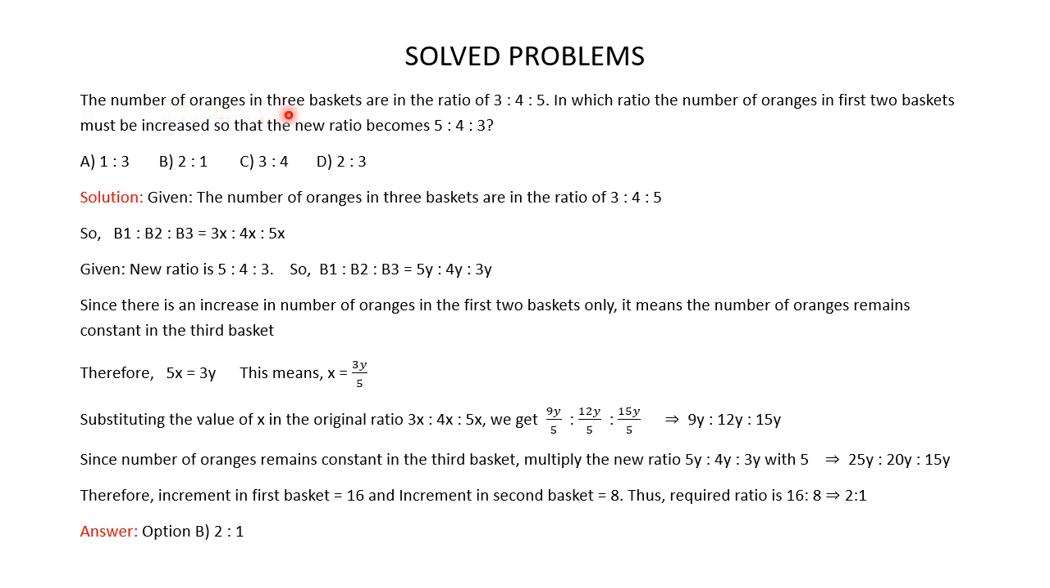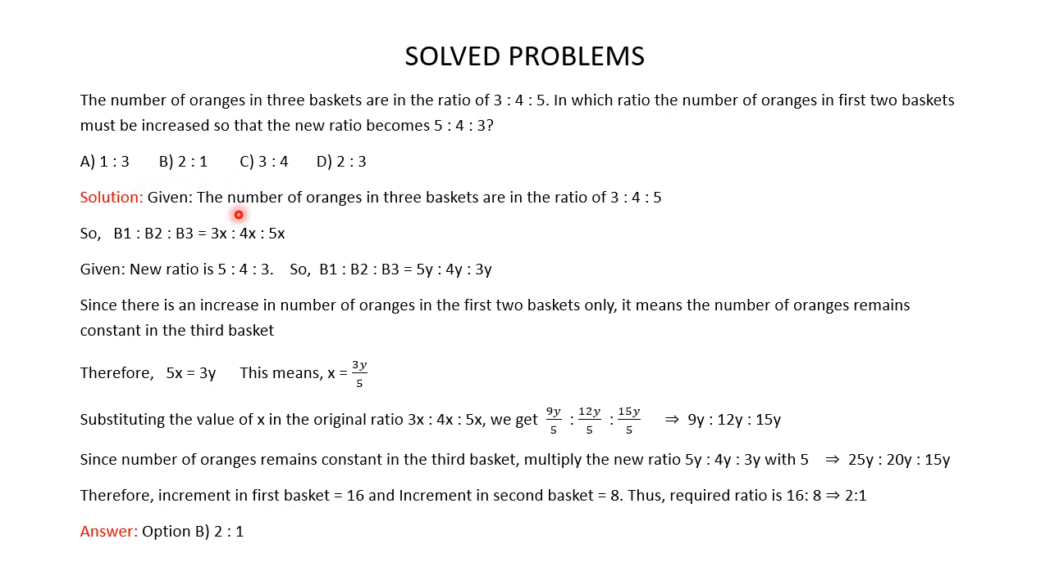The number of oranges in 3 baskets are in the ratio of 3:4:5. In which ratio the number of oranges in the first 2 baskets must be increased so that the new ratio becomes 5:4:3? You are given 4 options and you have to find out which of these options is the correct one.